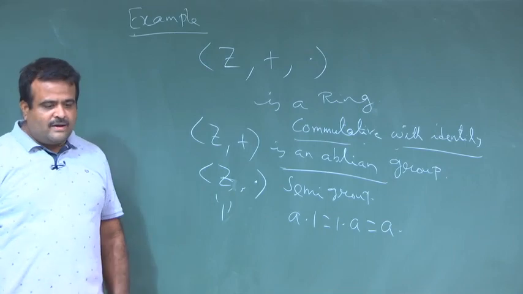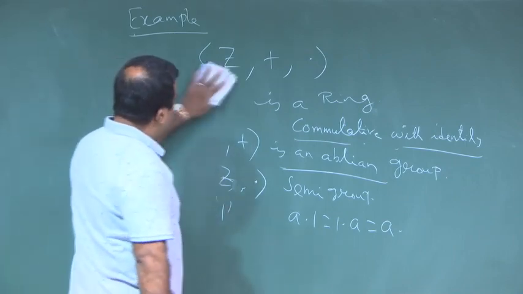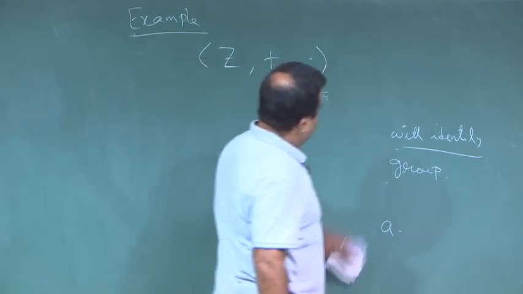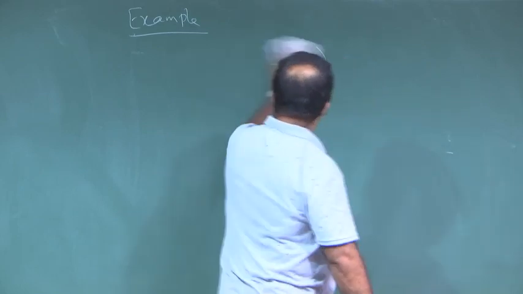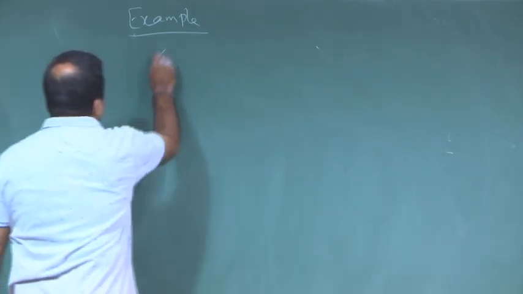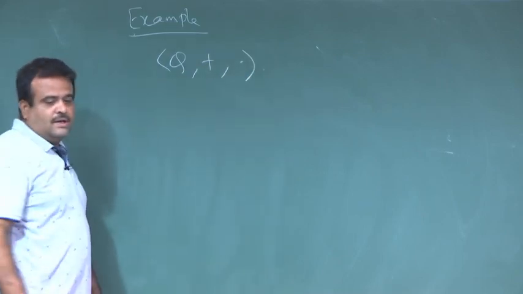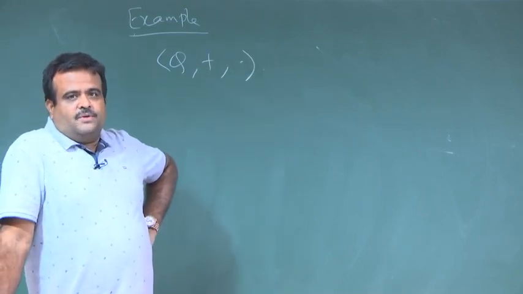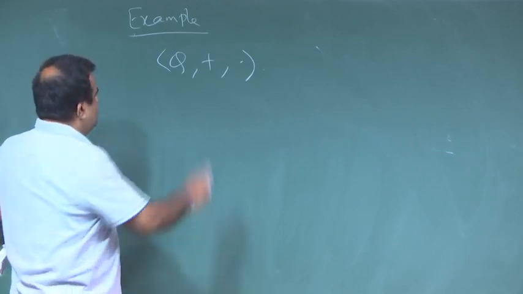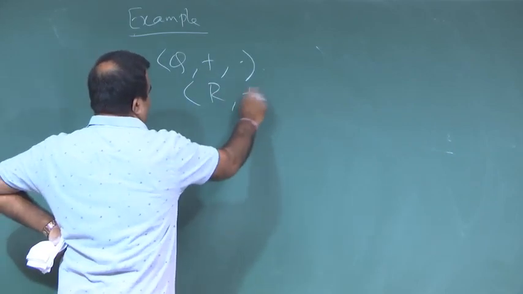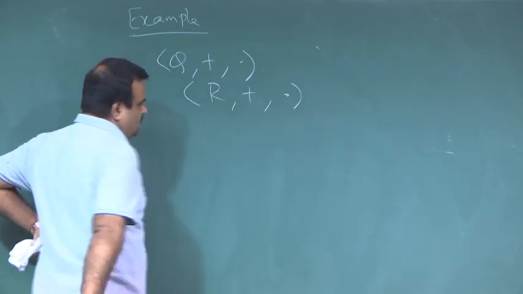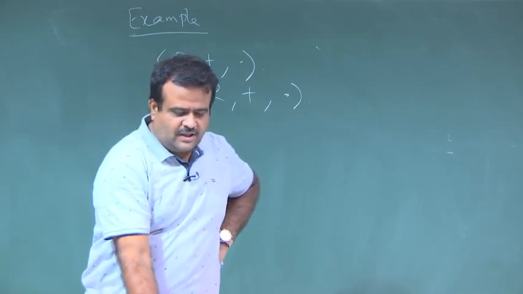Okay. Now, another example is the set of all rational numbers and the set of all real numbers. So, Q with plus and dot is also a commutative ring with identity. Now, R is also a commutative ring with identity.